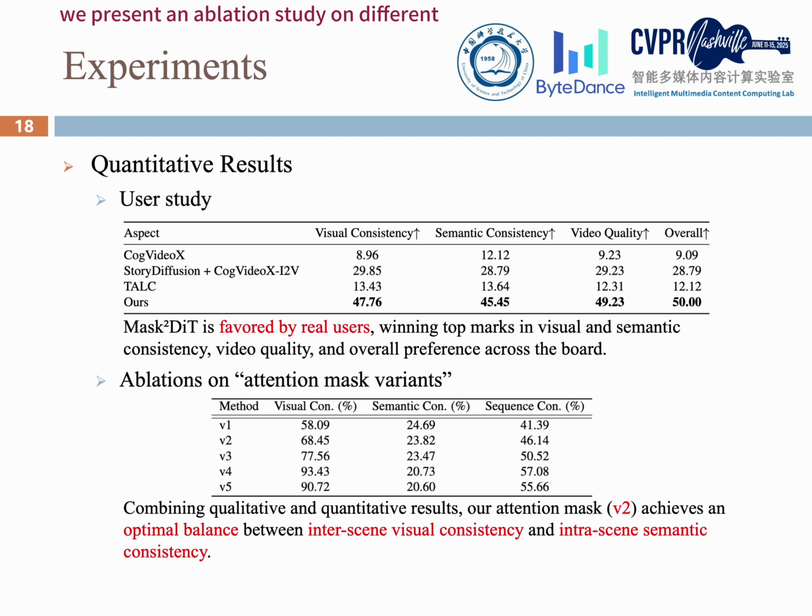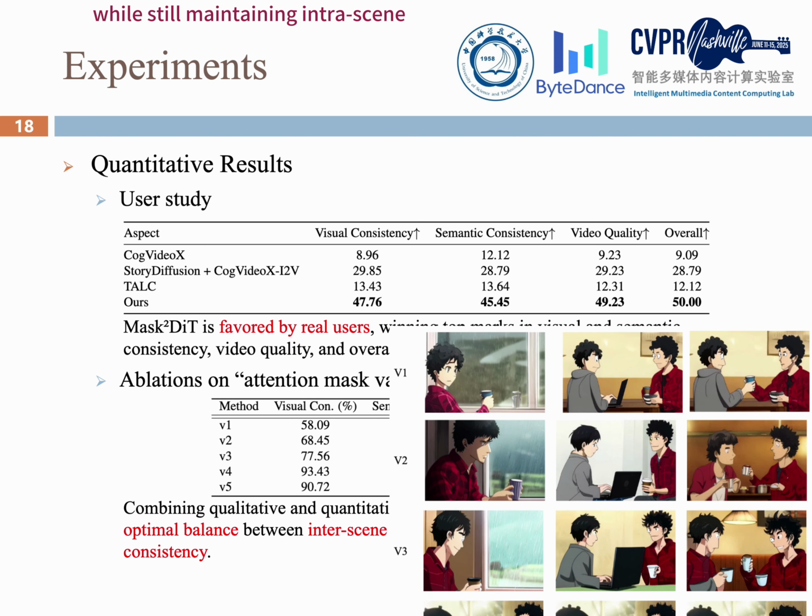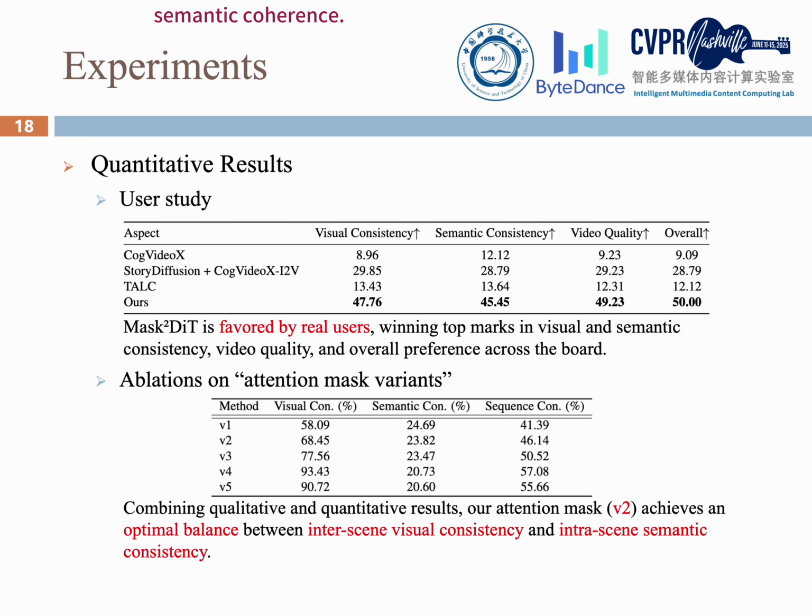Next, we present an ablation study on different attention mask variants. We evaluate 5 attention configurations, V1 through V5, and visualize both quantitative results, as shown in the bottom table, and qualitative differences, as illustrated in this picture. Among them, V2 strikes the best trade-off. It achieves strong inter-scene visual consistency while still maintaining intra-scene semantic coherence. This justifies our final choice of using V2 as the default attention mask in Mask²DiT.